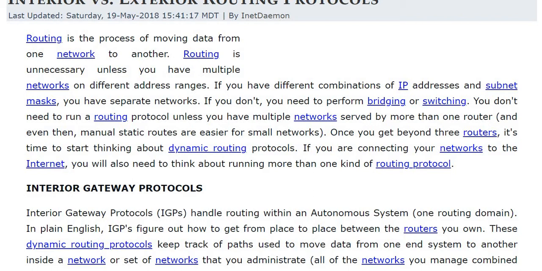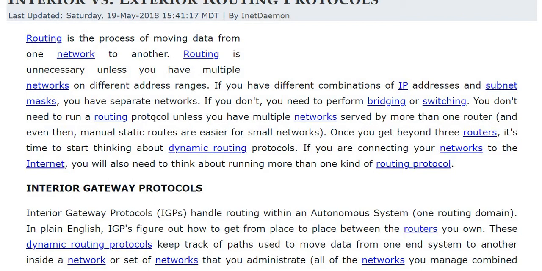So routing is the process of moving the data from one network to another. Routing is needed unless you have multiple networks on different address ranges. If it is the same network, then there's no need of routing. But if it's not the same network, then we need a route. In routing, there are different types of protocols. We already learned this in the last slide also. In routing, we have static routing and dynamic routing, the different types of routing.